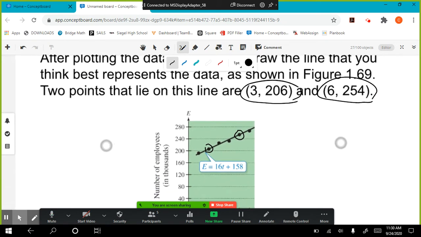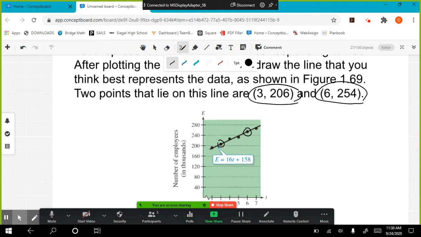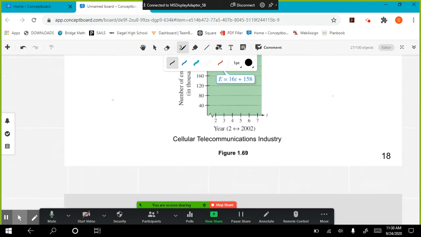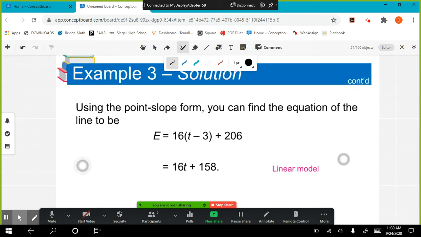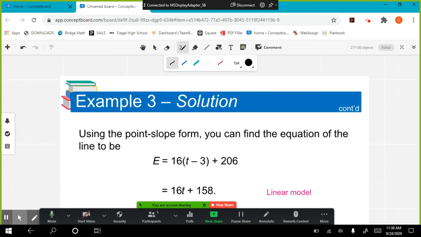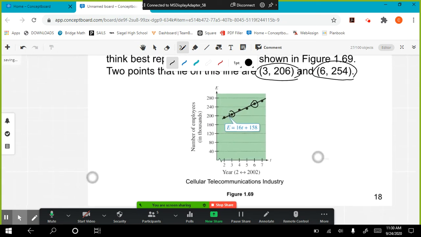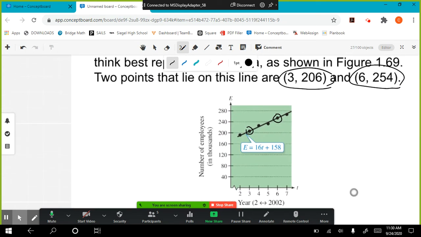And so what we're going to do is create an equation of that line. Let's see how they did it. So we'll go ahead and do this using point slope form. If we remember, point slope form of an equation is y minus y sub 1 equals m times x minus x sub 1. So the first thing we want to do is find the slope.